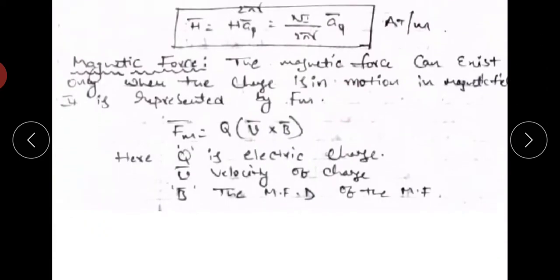So next, magnetic force. The magnetic force can exist only when the charge is in motion in a magnetic field. If a charge is moving in a magnetic field, then only it has a magnetic force. It is represented by Fm. So Fm bar equals Q into V bar cross B bar. Here Q is charge, V bar is velocity of the charge, and B bar is magnetic flux density. So this is the magnetic force expression: Fm bar equals Q into V bar cross B bar.